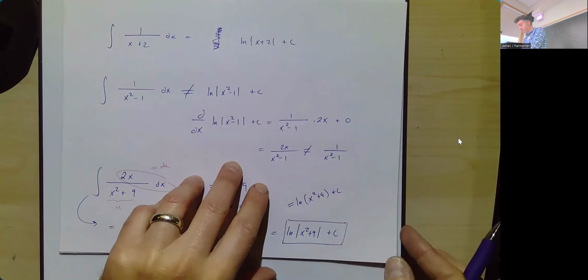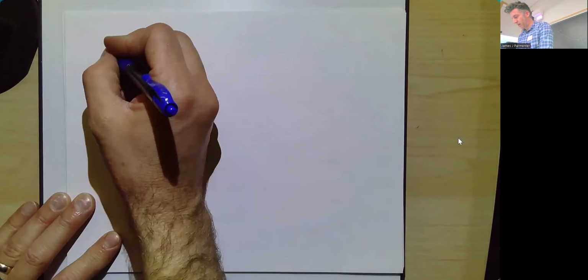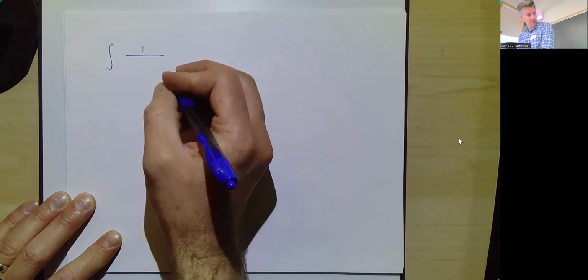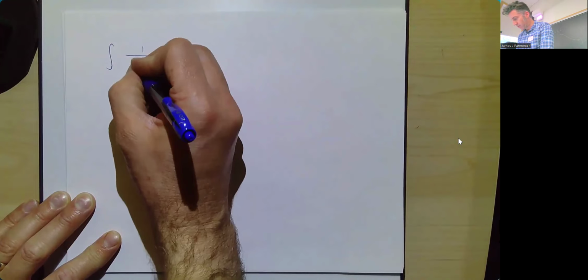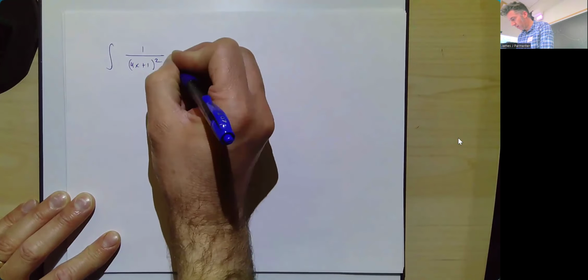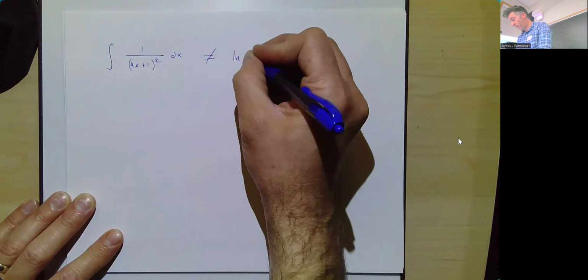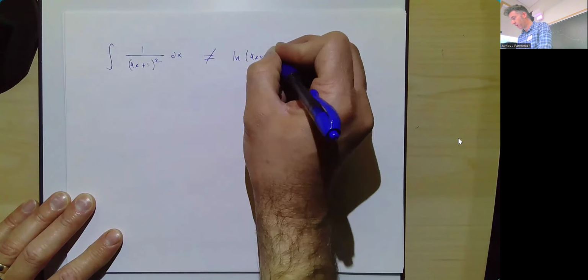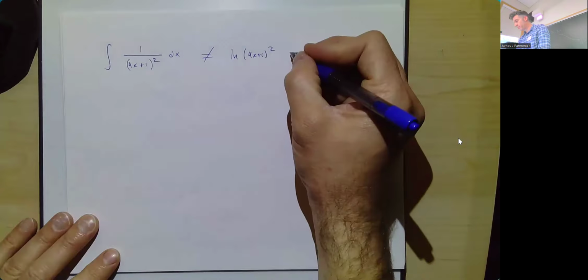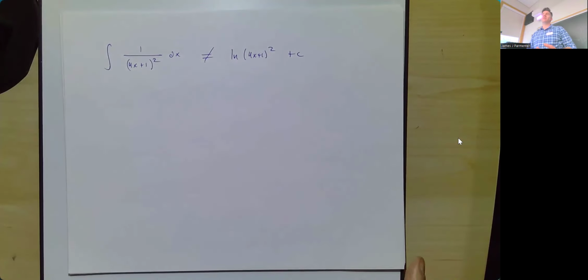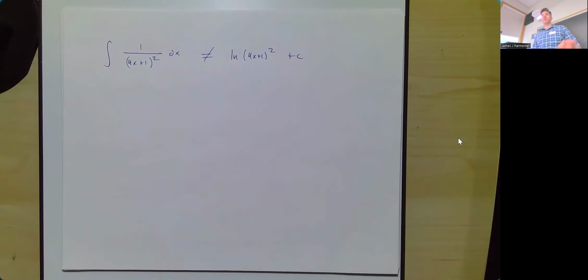So for example, one more example here. If I was trying to find the antiderivative of, say, 1 over (4x plus 1) squared, it's not going to be the natural log of (4x plus 1) squared plus c. I didn't write the absolute values here because I don't need to, because it's not the right answer. And also (4x plus 1) squared is always positive.